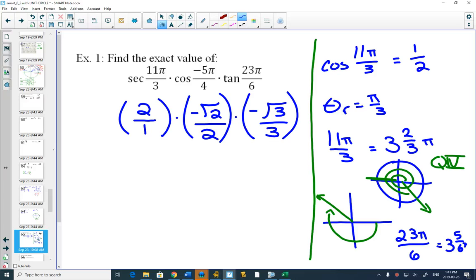Multiplying all this together, root 2 times root 3 is root 6. These 2's would simplify, and we would get positive root 6 over 3.